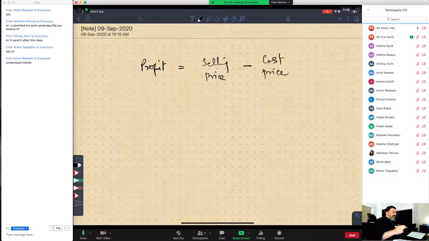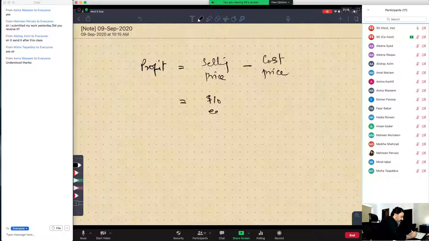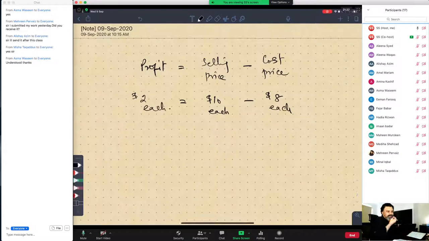So if we just take one book in isolation, then our one book is selling for $10 each, and it costs us $8 each. And that gives us a profit of $2 per book, right? Do you agree with this calculation? Do you understand that if we buy and sell one book, we make $2 of profit? Yes or no? In the feedback window, everyone.